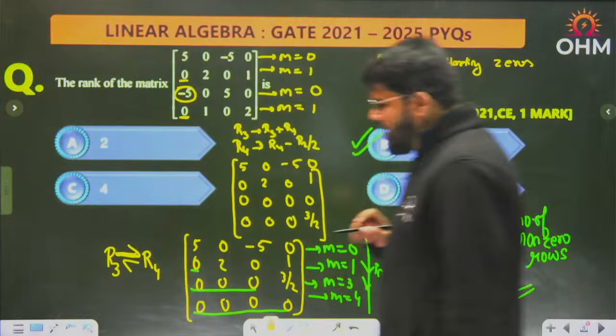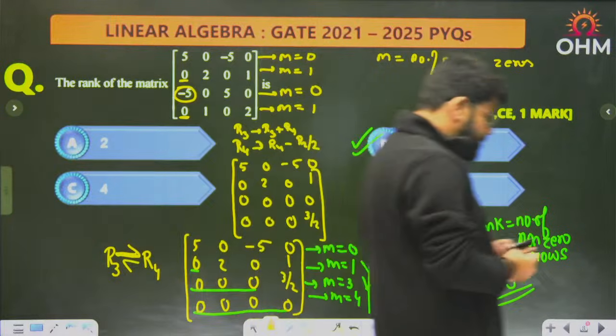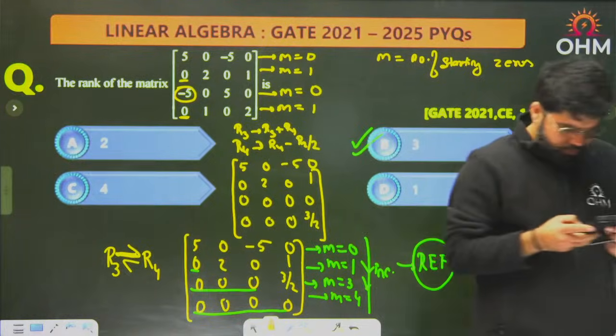First I have solved by echelon form and then I have explained it simply by dependency. Any doubts in this one?